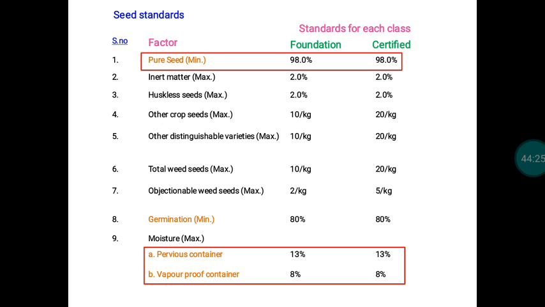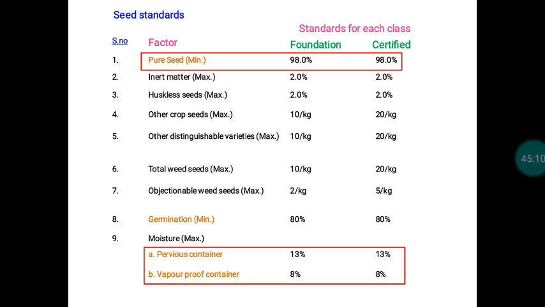Then other distinguishable varieties, in short called ODV, is also maximum in terms of number. In the case of foundation seed, the maximum permissible number is 10 number per kg. Certified seed, 20 number per kg. And above all, whatever the class of seed, either breeder seed, foundation or certified, it should have 80% germination. There won't be any difference among the classes with reference to germination. So it should be minimum 80% germination. Then only you can sell that particular seed as seed in the market. If the germination is less than 80%, you cannot sell that particular seed in the market.